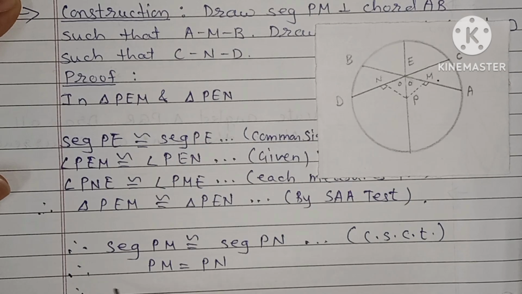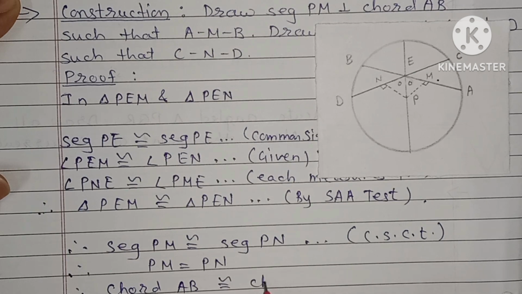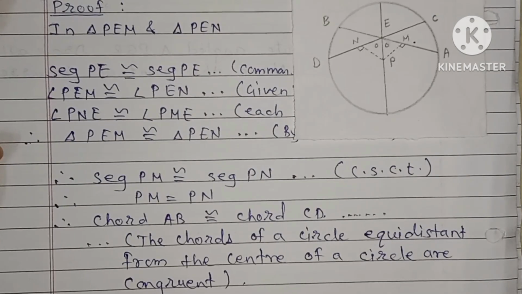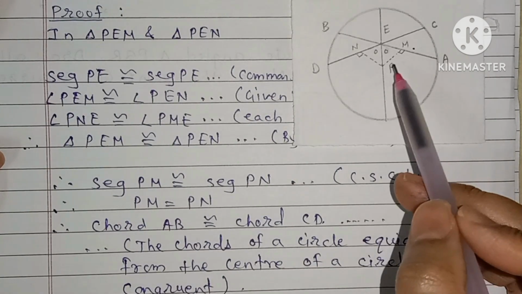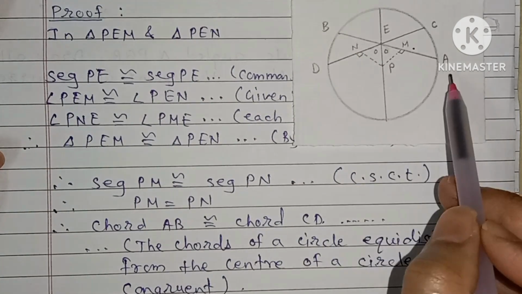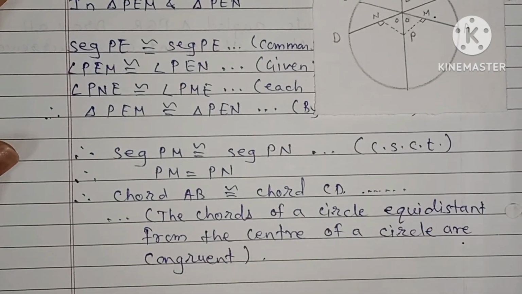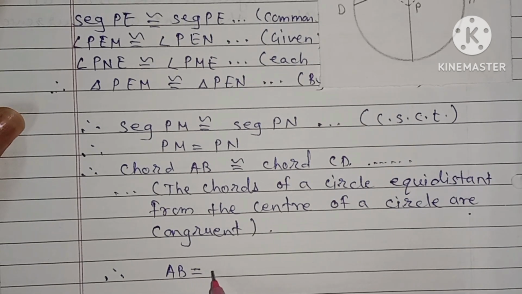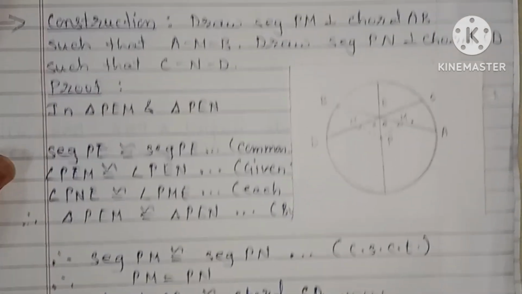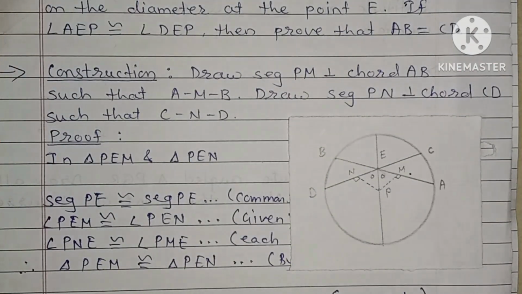Now, chord AB congruent to chord CD. Why? The reason is that chords of a circle equidistant from the center of the circle are congruent. See, these two chords are equidistant from the center of the circle. That's why chord AB congruent to chord CD, means AB is equal to CD. We have proved that AB is equal to CD. Now next question.